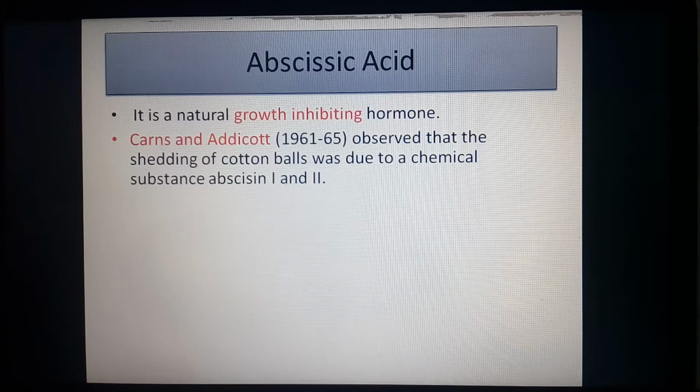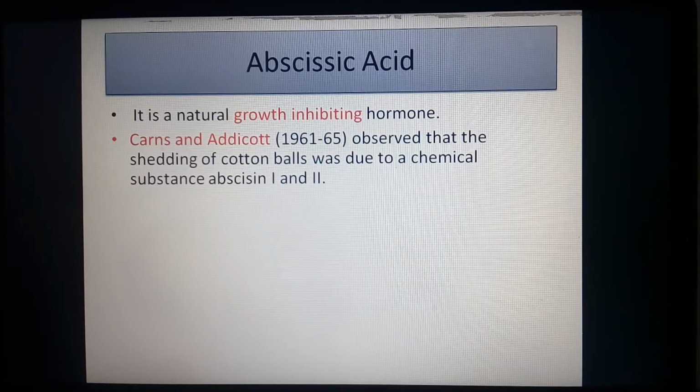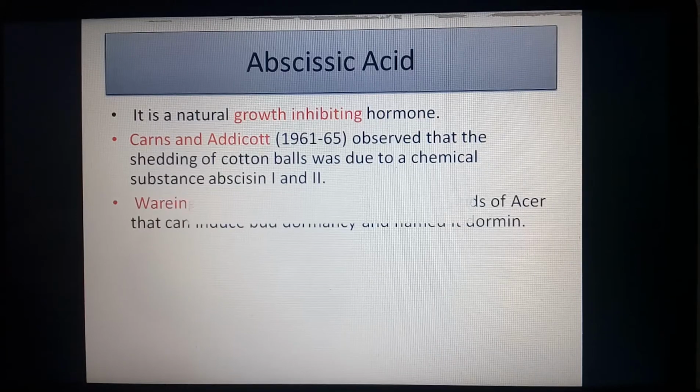Then why does this happen? Scientists studied it and observed that at the petiole and pedicel of the flower there is a formation of an abscission layer. From this abscission layer, these cotton balls fall down towards the ground. They observed that this shedding of the cotton ball is due to a substance called abscission first and abscission second.